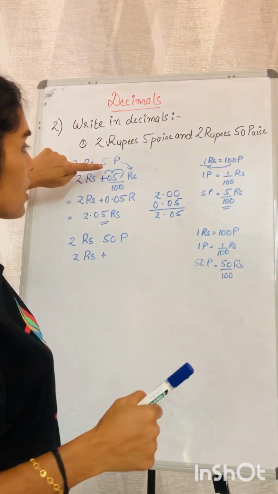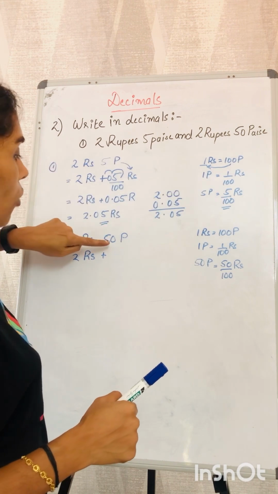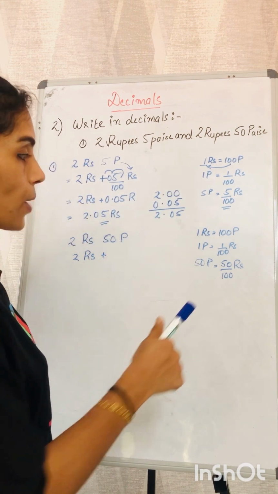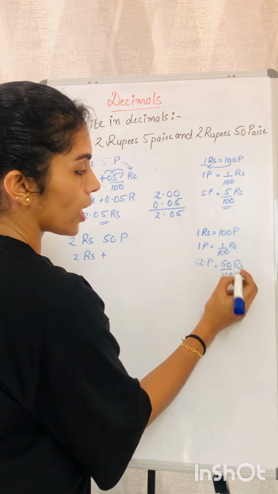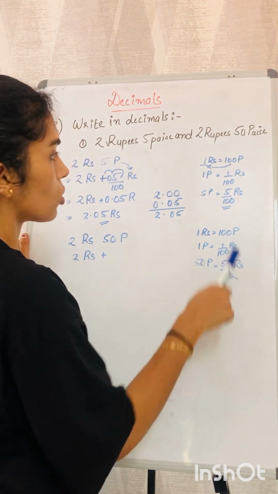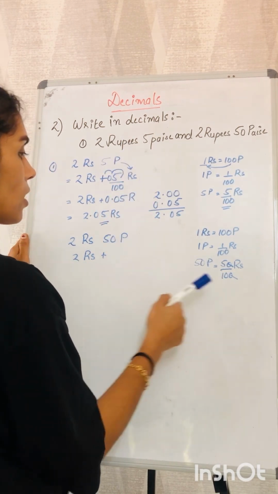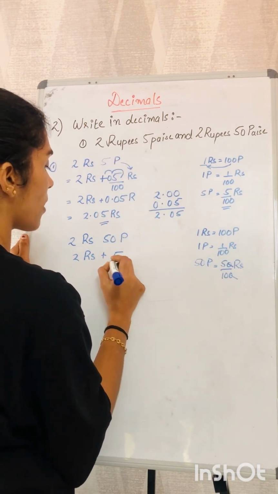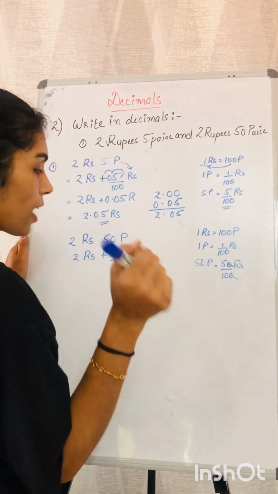See, what's the difference here? Here you have got 5 paise, so it was 5 by 100. Now here you have got 50 paise, so it is 50 by 100 rupees. See, now you can cancel this 0. So don't get confused with this 5 paise and 50 paise. Now you got the fraction 5 by 10. Not paise, it's rupees. Be careful.